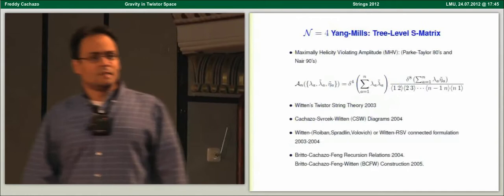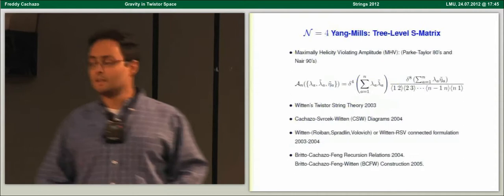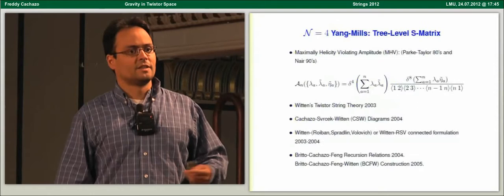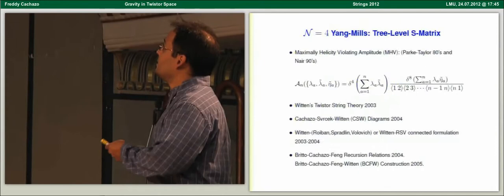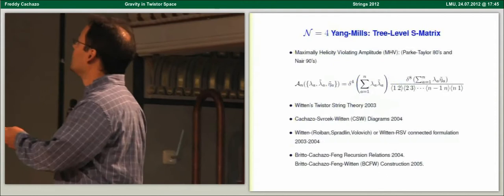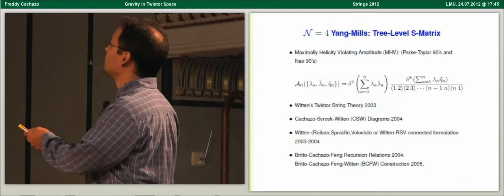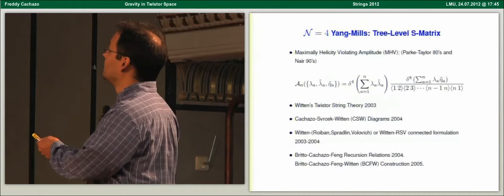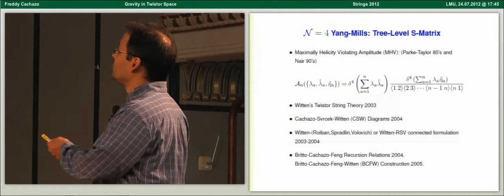So let me start by reviewing what we learned for Yang-Mills until 2005. The reason I'll stop in 2005 will become clear in the next slide. So first of all, the first miracle that happened was that a large set of amplitudes whose Feynman diagram expansion is very complicated ends up miraculously being written in a very compact form. This was discovered by Parke and Taylor and written in fully supersymmetric form by Nair in the 90s. So this is a very, very simple and beautiful formula for an infinite class of amplitudes.